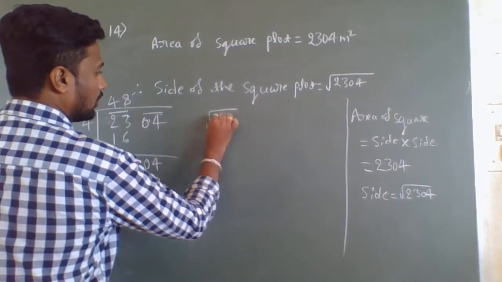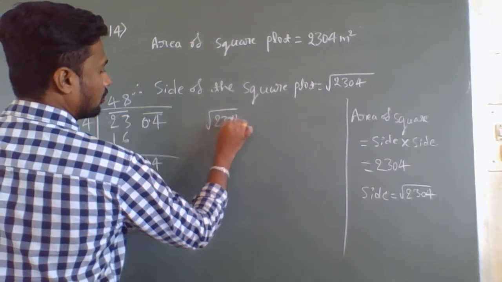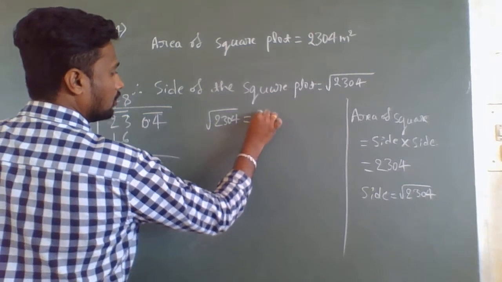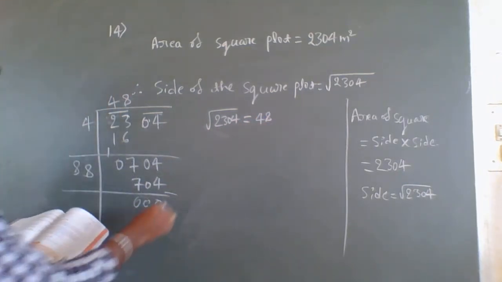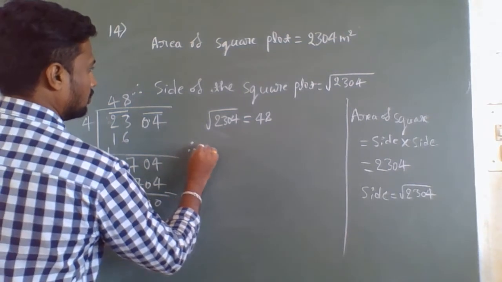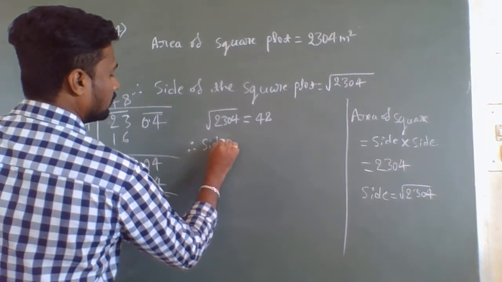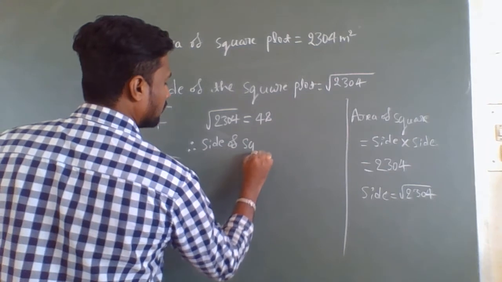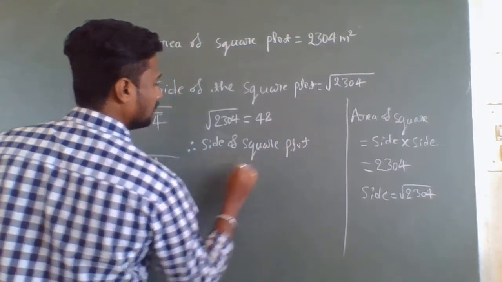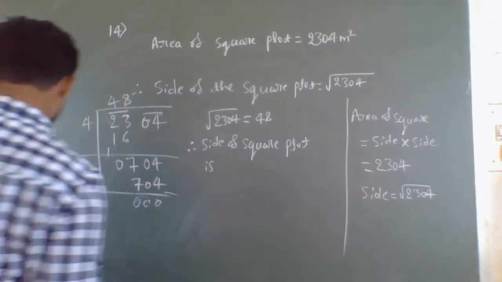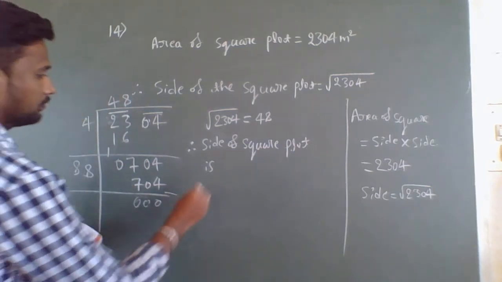So what we got here: the square root of 2304 equals 48. Therefore, the side of the square plot is 48 meters.